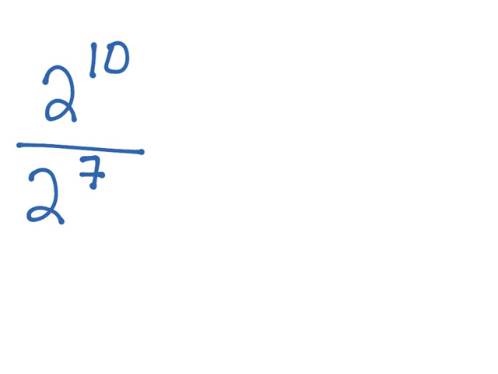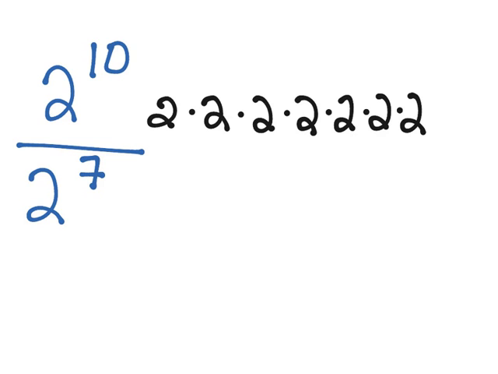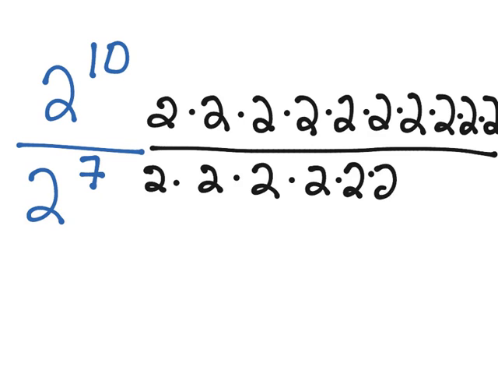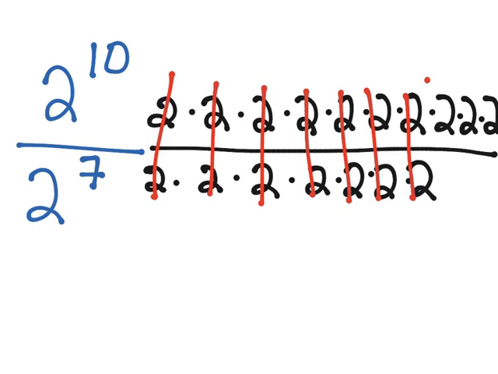So another example of a division. So we could write out the 2, 10 times, and then 7 times. Okay, and then you'll go through and mark off the ones that have a top and a bottom. And I'm left with 3 2s. So the answer would be 2 to the third.